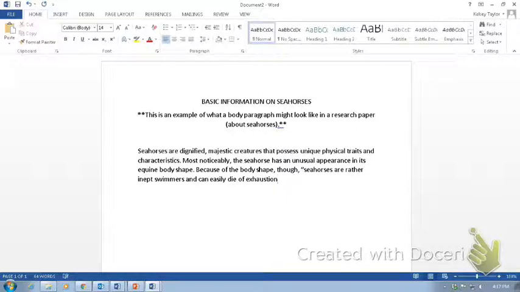Okay, so I'm going to stop with the direct quote, so I'm going to end that quote, but I'm not done yet. One of the most important things whenever you use a direct quote in your research paper is you have to have what we call parenthetical documentation, or an easier way to say it is in-text citation.